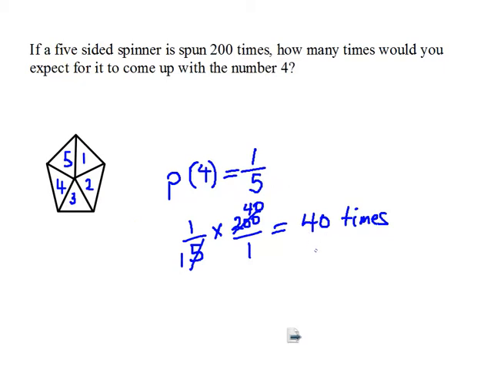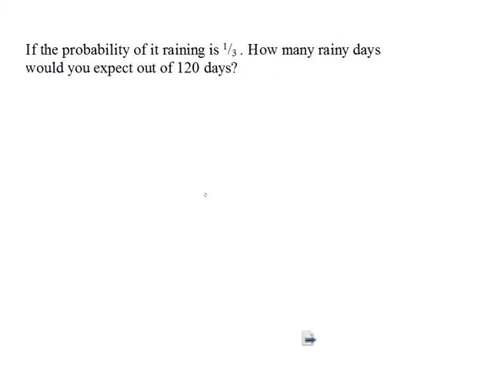Now, just to point out, in real life, of course, you might get the number 1 43 times, and you might get the number 2 37 times. So it's not going to be exact, but we would expect it, mathematically speaking, to get close to that number. So let's look at the third example to make sure we understand this well.